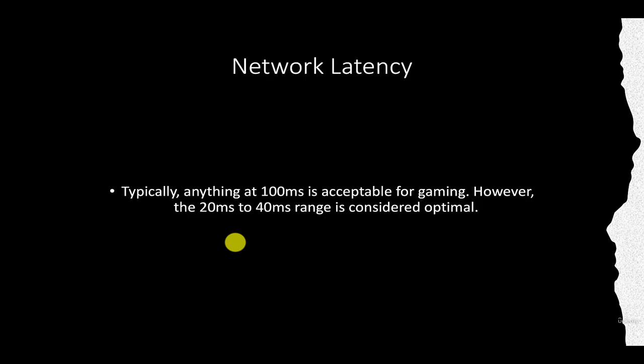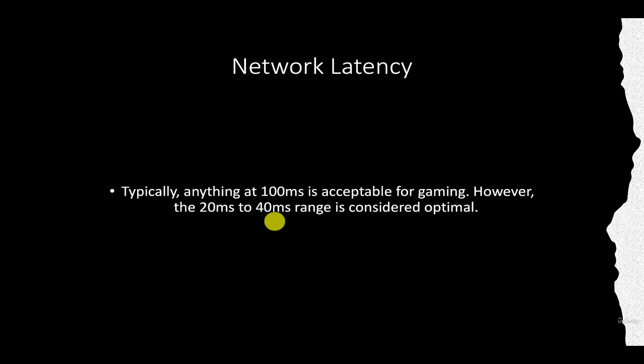Network latency, of course, varies depending on the application. For example, if we are talking about online gaming, anything that is less than 100 milliseconds is acceptable. If you play a shooting game like Call of Duty or Battlefield, or football, or soccer, like FIFA, anything less than 100 milliseconds is acceptable, but the range from 20 milliseconds to 40 milliseconds is considered optimal.